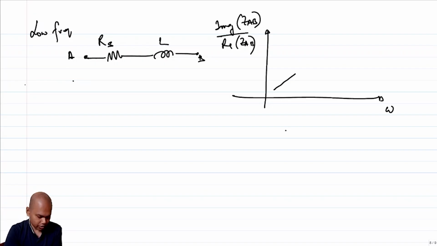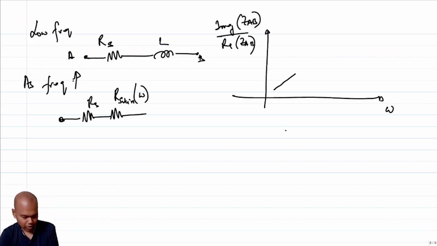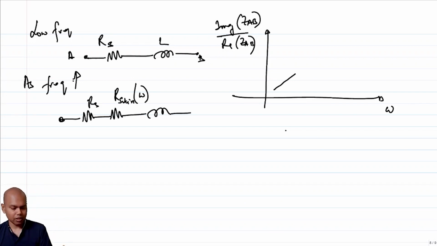As frequency increases, I am going to see this R in addition to RS. I am going to see R skin, which is a function of omega and increases by the square root of omega, right? So what am I going to see? I'm going to see the increase in the real part of the impedance, and the imaginary part remains.